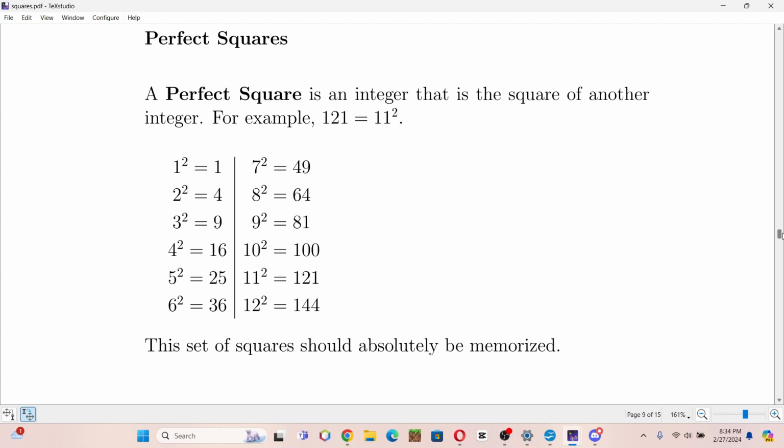Listed here are the first 12 perfect squares, excluding 0. Memorize these equations until they are just common sense, something you just know. Make flashcards or whatever strategy you use to memorize stuff and go over them daily until all of these equations are completely memorized.